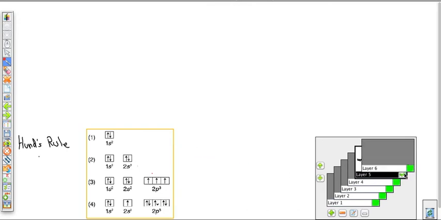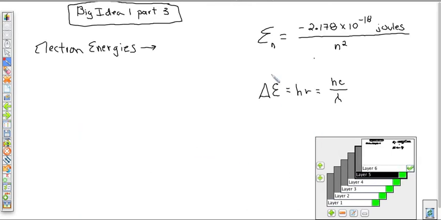All right, so the last thing on this is the idea of electron energies. Electron energies are what we call quantized. That can be a little bit difficult to understand sometimes, but it's important for you to understand. It means that electrons only exist at specific energy levels. So they seem to not exist in the space between.